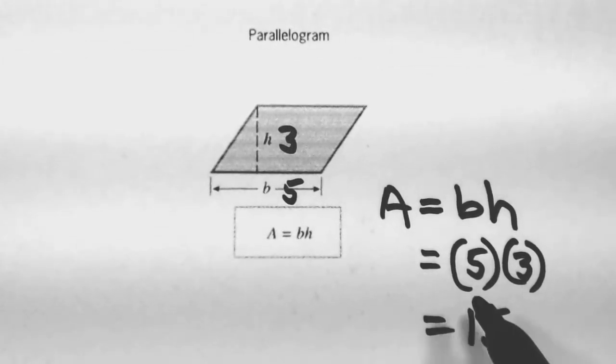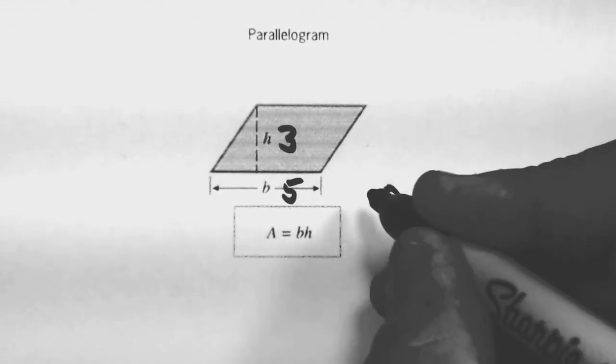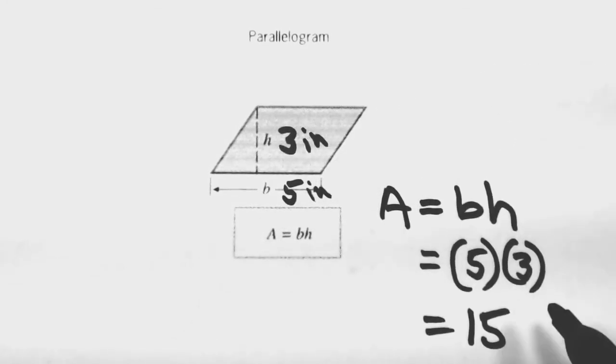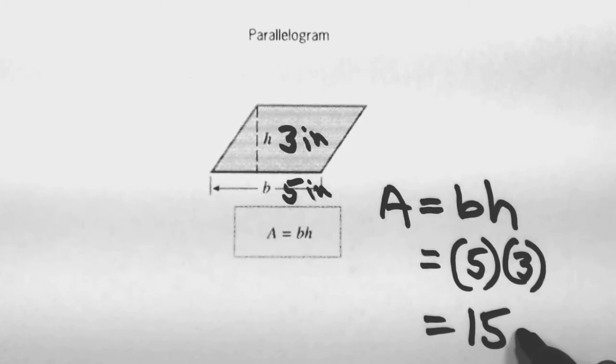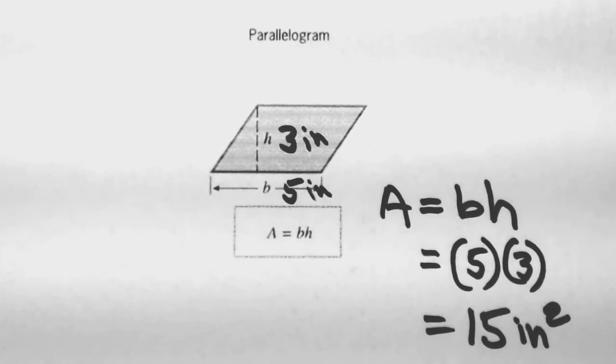Now, by the way, if you had units here, and this was, for instance, 5 inches and 3 inches, then what you'd have, of course, is inches times inches, and the units coming out here would be inches squared. Area is always in square units. Okay, well, you may have bumped into the parallelogram before.